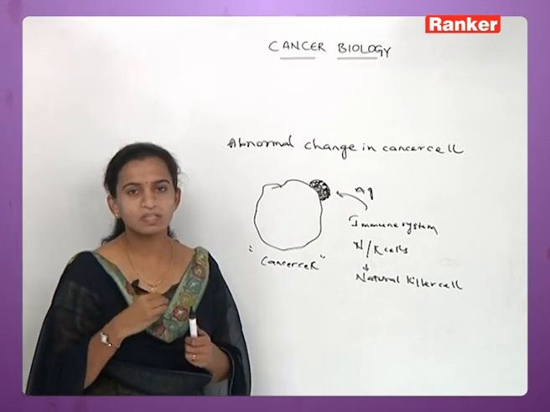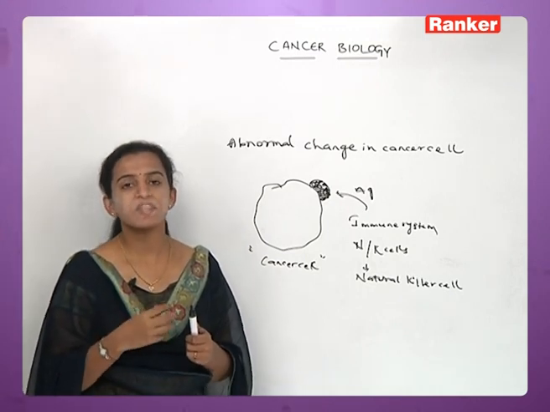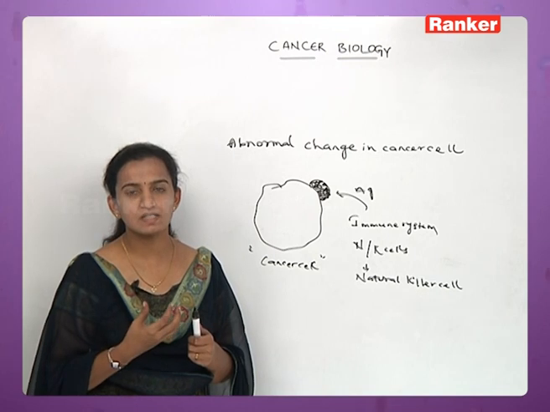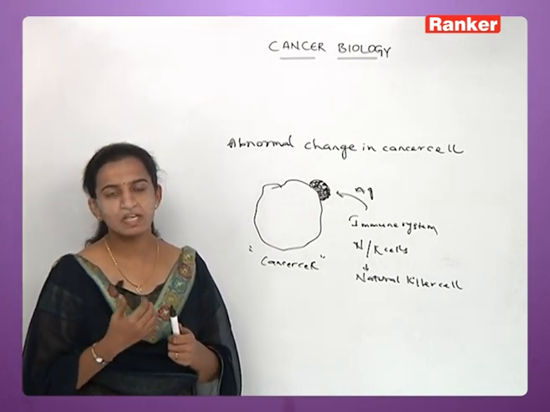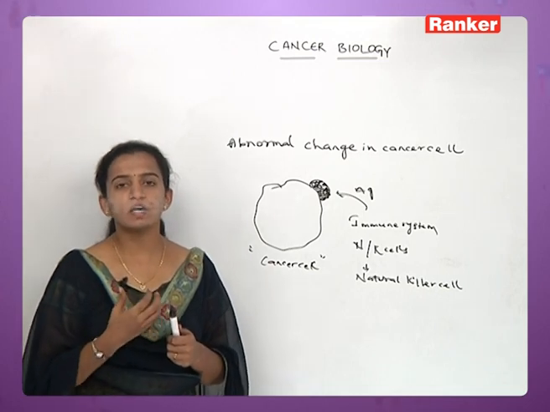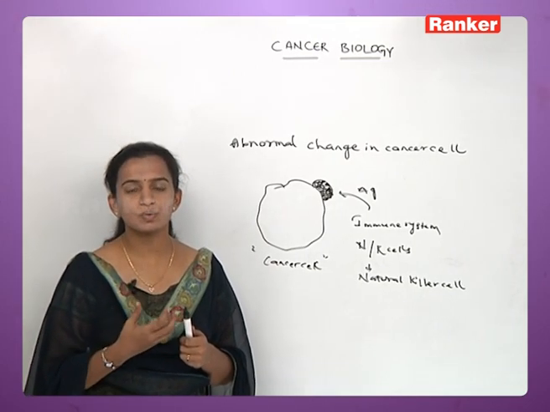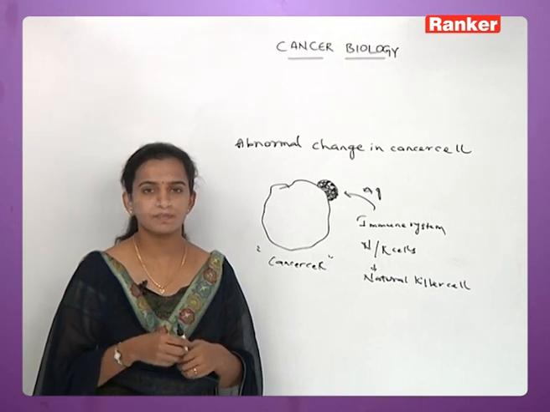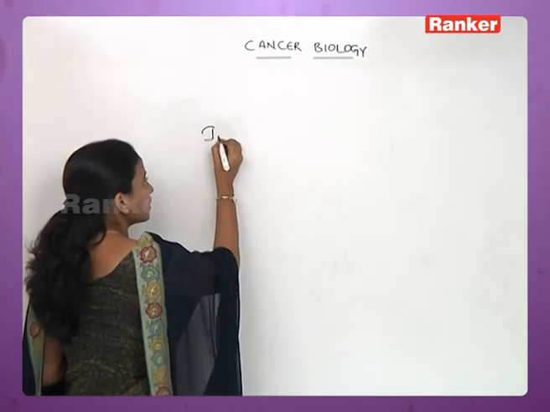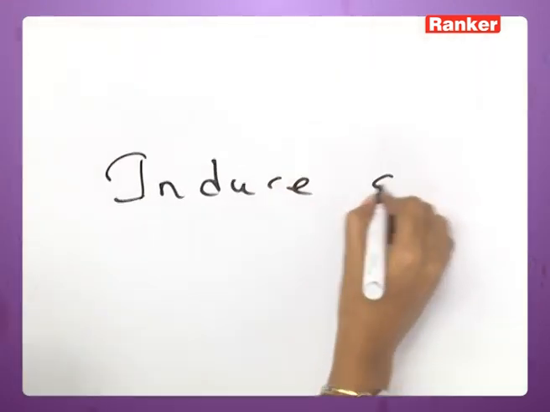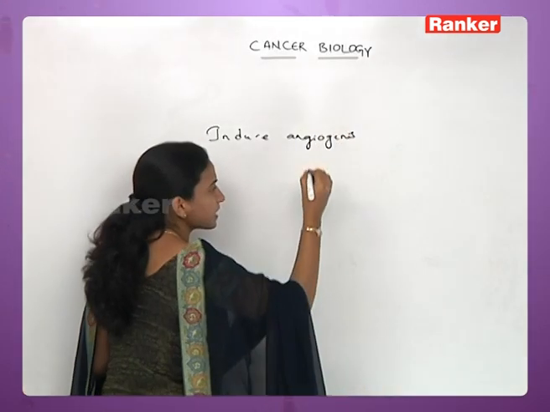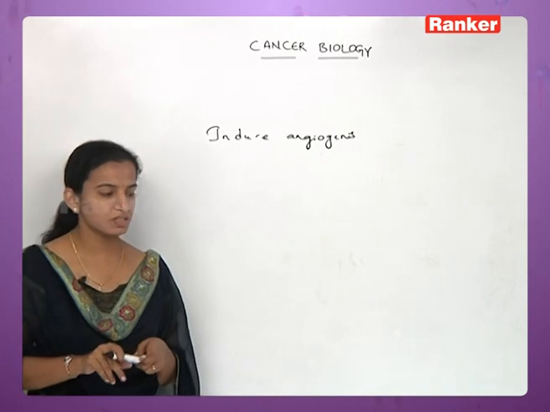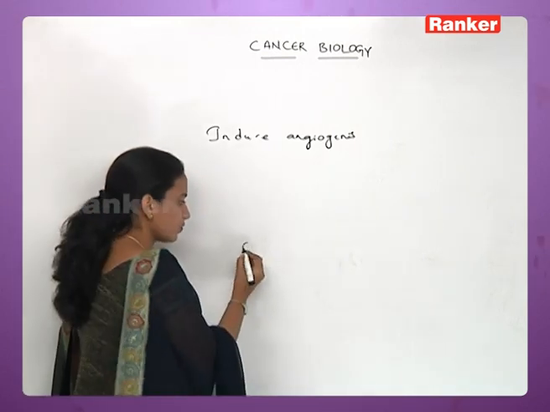So whatever natural killer cells are present in our body, they can recognize this cancer cell, but by that time the cancer will have spread all over the body. That is the reason it is very difficult to treat a cancer patient. Another property, induce angiogenesis. So what is actually happening here is that you can see the cancer cell will be present here.